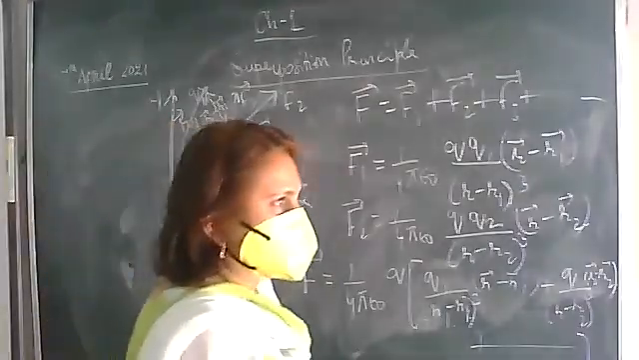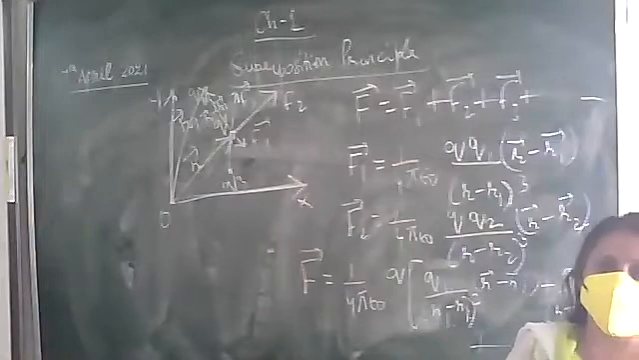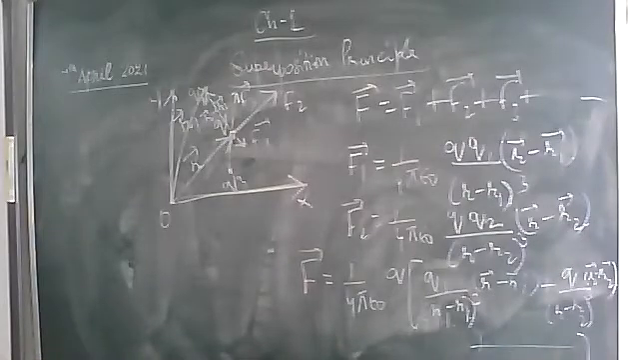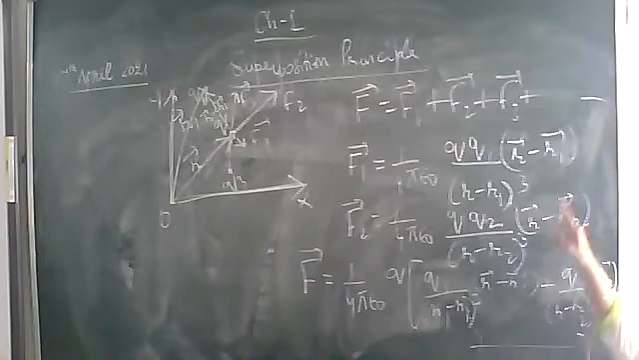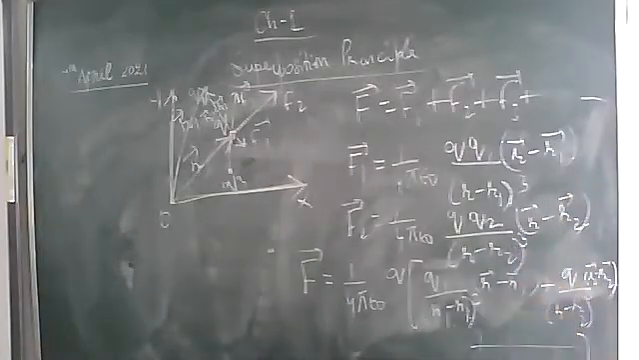So superposition principle states that a number of point charges surrounding a particular charge will exert a force in different directions. So what will be the total force on that particular charge? It will be the vector sum of all these forces. And this principle, we call it the superposition principle. F1 vector plus F2 vector plus F3 vector, you can keep on adding.